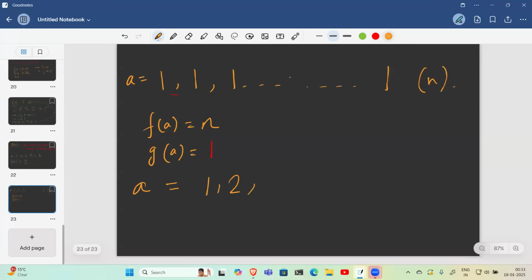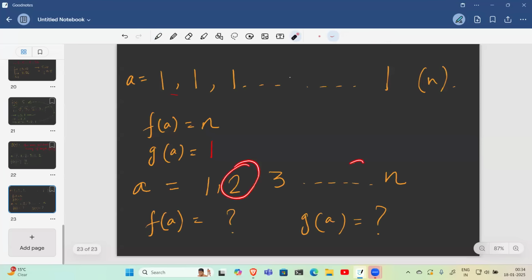What if we have all distinct elements, say 1 till n? Any idea what is f of a and what is g of a? 1 and n. Okay, great. Since we have all distinct elements, you can never make a palindrome of size 2. Because even if you take 2 elements, these values will definitely be different and then it will not become a palindrome. So the largest palindrome which you can get is of length 1.